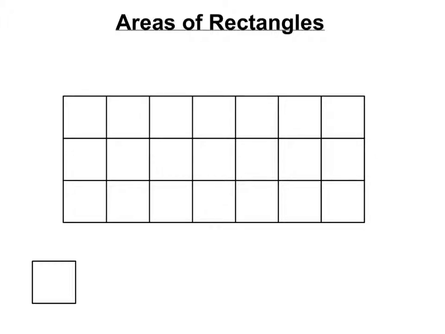So if we count across 1, 2, 3, 4, 5, 6, 7, there are 7 boxes across here, and 1, 2, 3. If you arrange them like this, 7 across, 3 down, then it's a simple matter of 7 times 3 to find out how many there are. So 7 times 3 is 21, so this must be 21 square units.